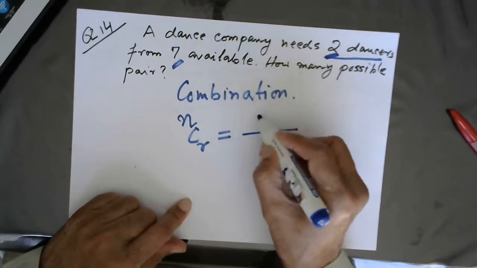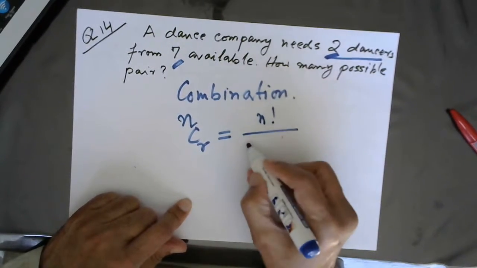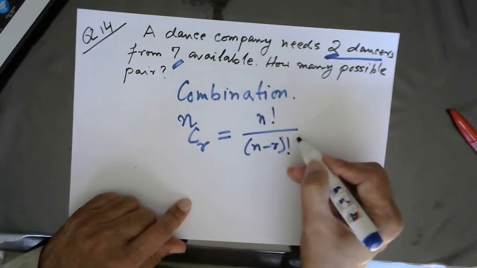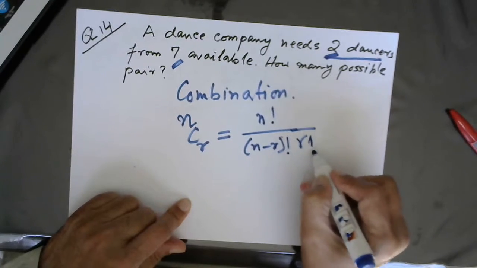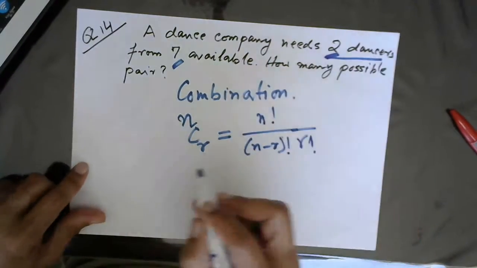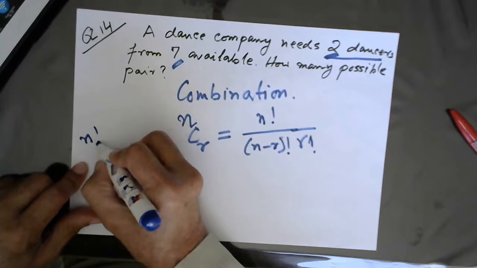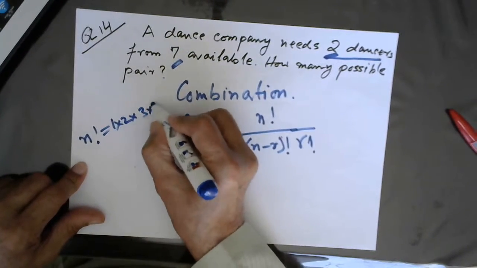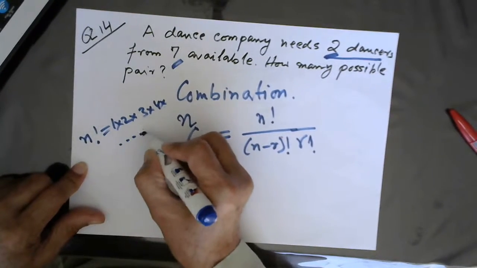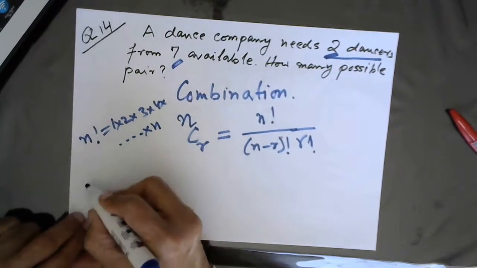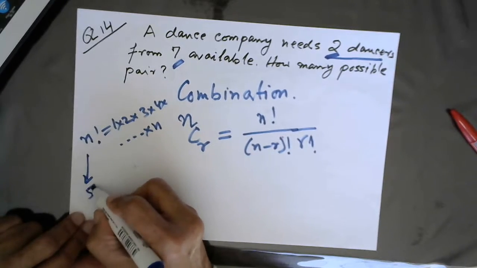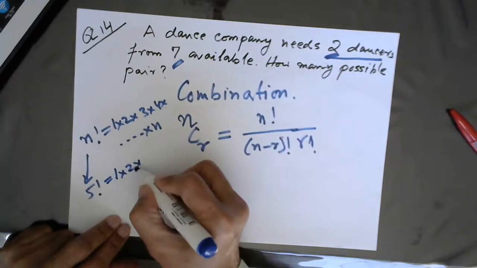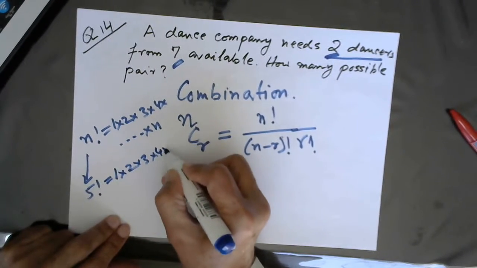And the formula is n factorial divided by n minus r factorial, r factorial. If you don't know what n factorial is, then n factorial is equal to 1 times 2 times 3 times 4 times and so on times n. For example, let me say n is 5, so 5 factorial would mean 1 times 2 times 3 times 4 times 5.